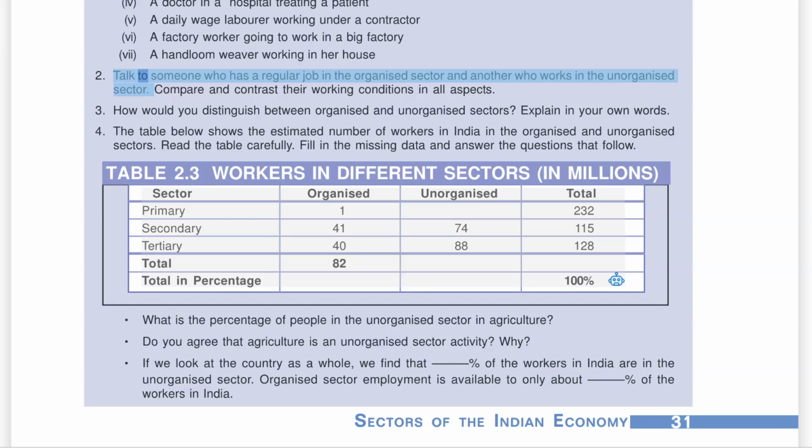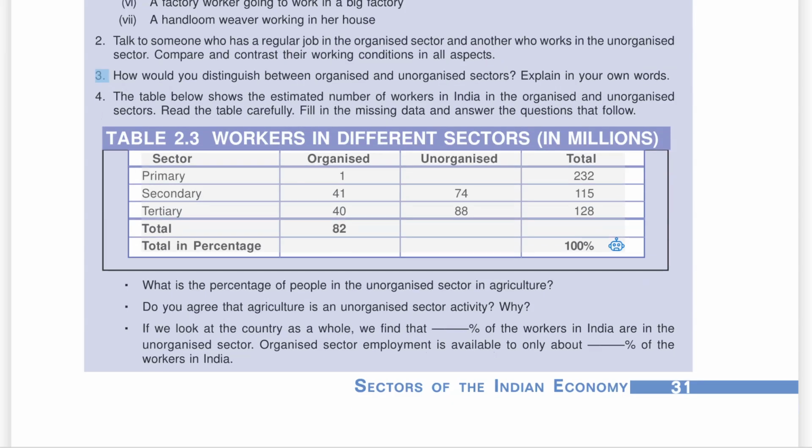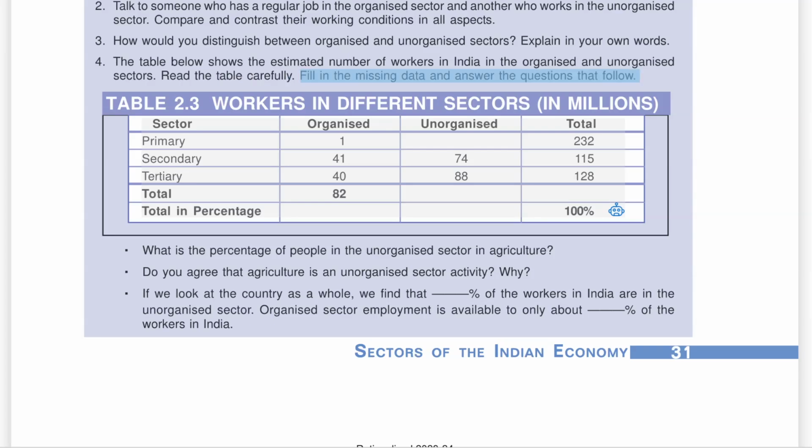2. Talk to someone who has a regular job in the organized sector and another who works in the unorganized sector. Compare and contrast their working conditions in all aspects. 3. How would you distinguish between organized and unorganized sectors? Explain in your own words. 4. The table below shows the estimated number of workers in India in the organized and unorganized sectors. Read the table carefully. Fill in the missing data and answer the questions that follow.